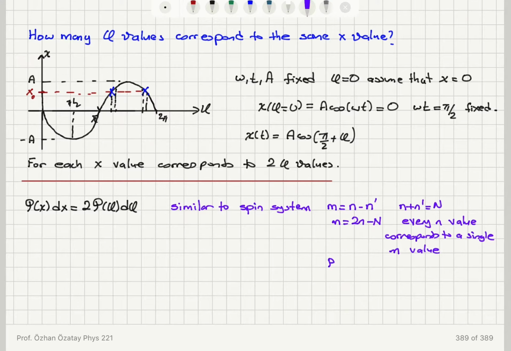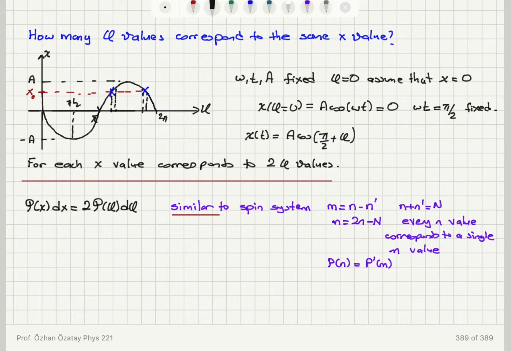So we said that the probability of having an n value was the same thing as the probability of having an m value. So this was for the discrete case, but we have a similar situation here, but instead we have for every x value two possible phi values. So we cannot write this p of n equals p prime of m as p of x equals p prime of phi. Here we have the factor of 2.